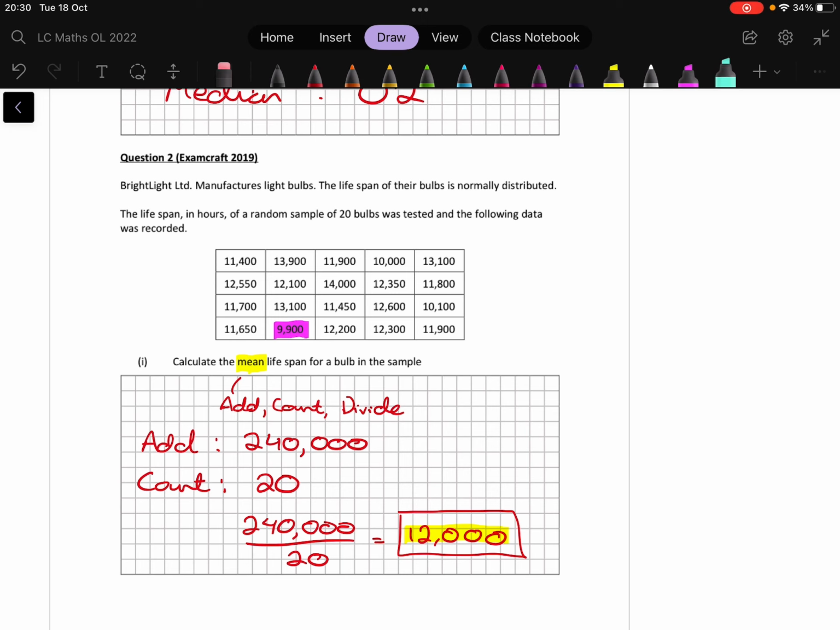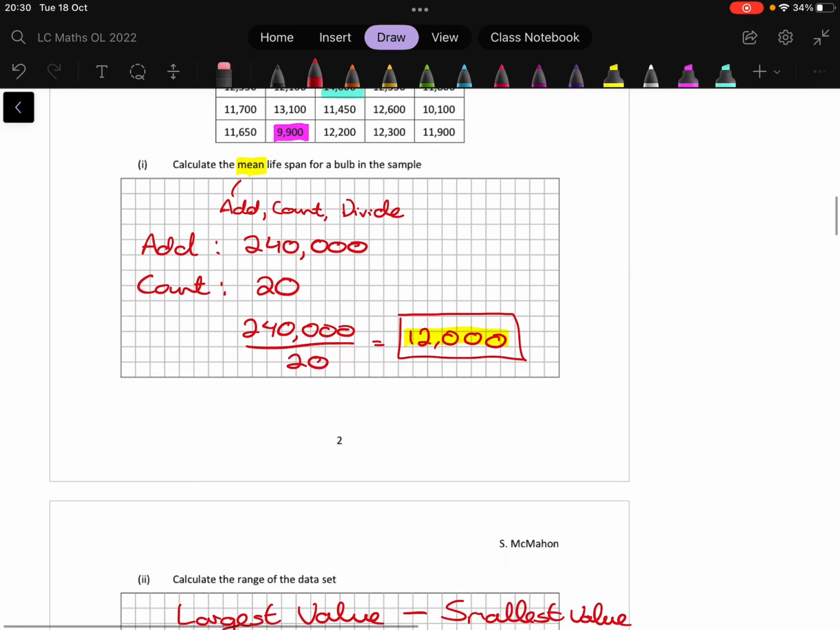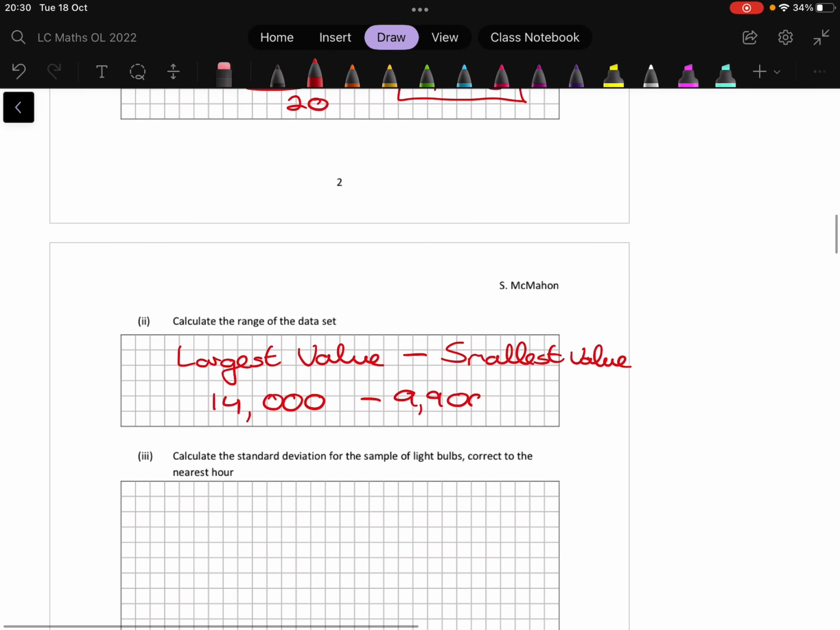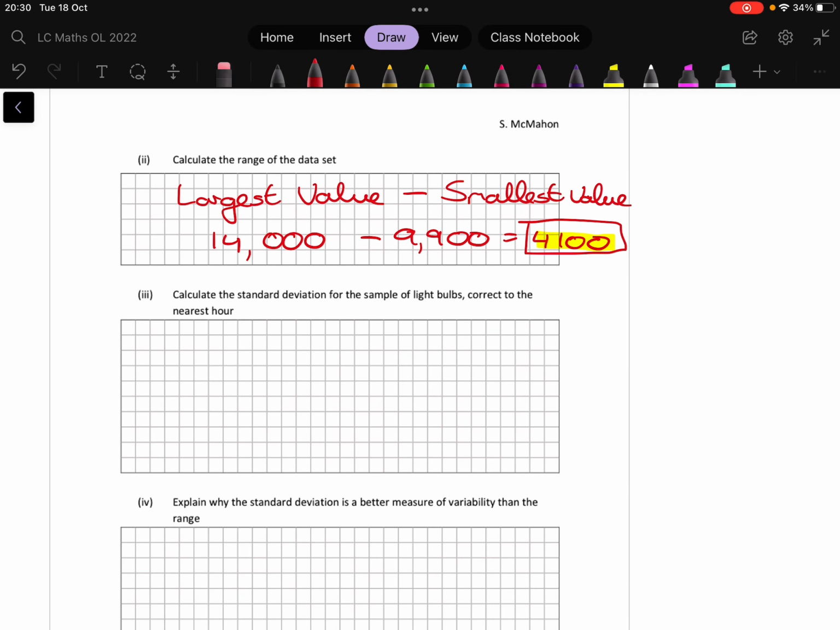Now, having done that, we need to look for what the largest value is going to be. And again, it should jump out at us there that the largest value is 14,000. So putting those together, largest value 14,000, smallest value 9,900. And into your calculator, you can type in those two answers, subtract them, and get your answer overall for your range. So your range should be 4,100. And we can box that. So 4,100 hours is the range in lifespan, the difference between the largest and the smallest value.